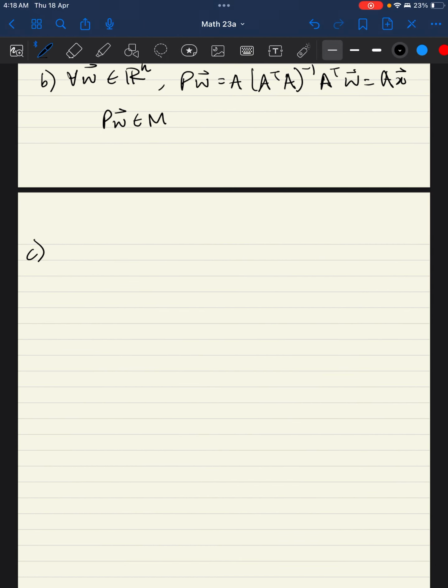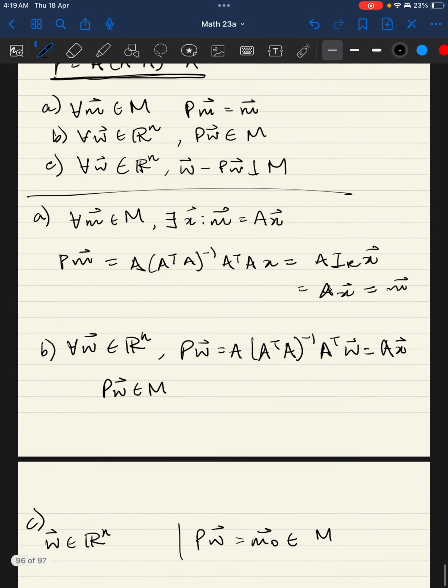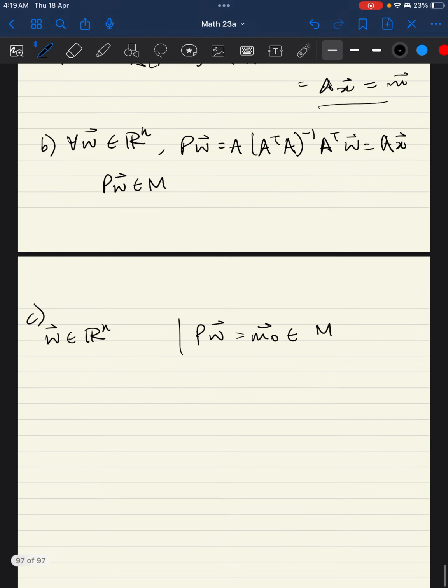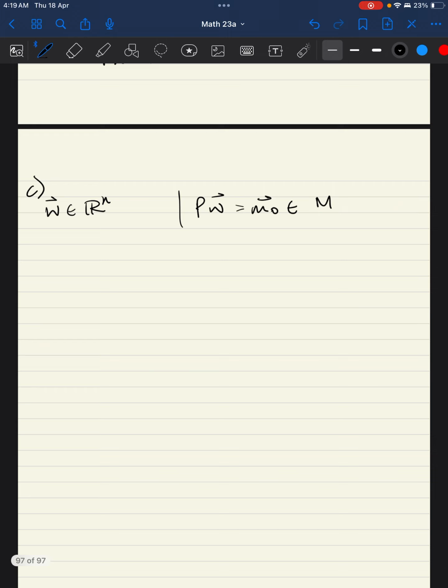What about doing C? You're going to consider again any vector W in R^n, and we're going to let PW be m0, which is a part of M. We get this from part B, where if we multiply something, we do get something in the span of M. So let V equal W minus PW, which is equal to W minus m0.